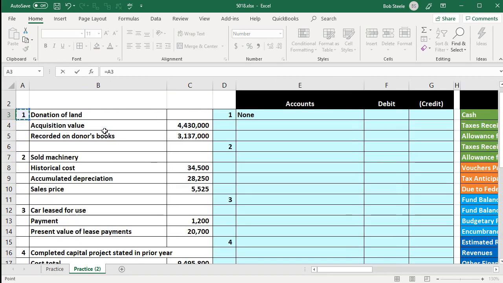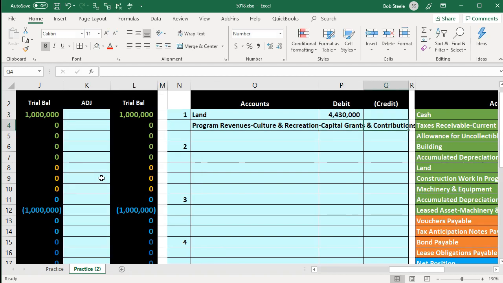I'm going to scroll all the way to the left to pick up the number. Now the question is, which one do we pick up, the acquisition value or the value recorded on the donor's books? Obviously, if it's on the donor's books, that's basically their records. What we want to do is put it on the books at what you would think more of as the core, like fair market value at this point in time, the value of the donation. So we're not going to put it on the books at the donor's value. We're going to put it on the books at what we would think the current value is, the acquisition value. So we'll pick up the acquisition value, and there are our debits and credits.